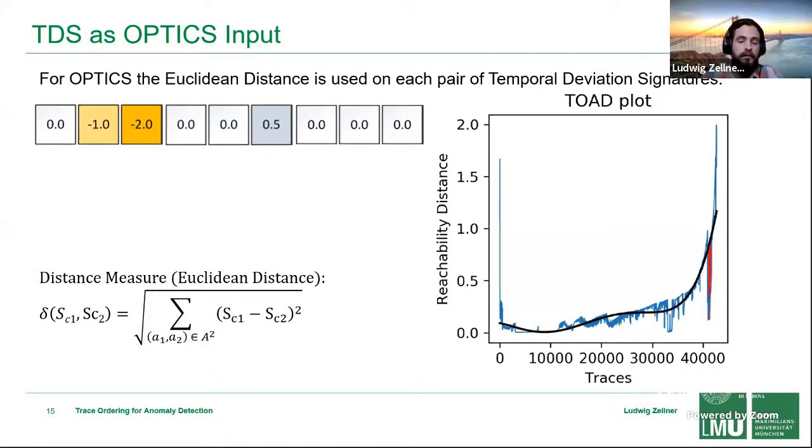And as explained before, we can now run OPTICS on our dataset and get a corresponding two-dimensional reachability plot, which shows the traces ordered by their reachability distance, which means that the successor of each data point is the point with the smallest reachability distance out of the unprocessed points. The reachability distance of the traces is shown in blue in the plot on the right-hand side.